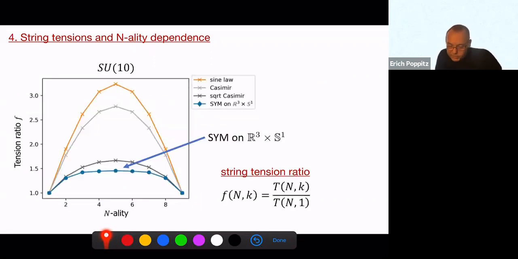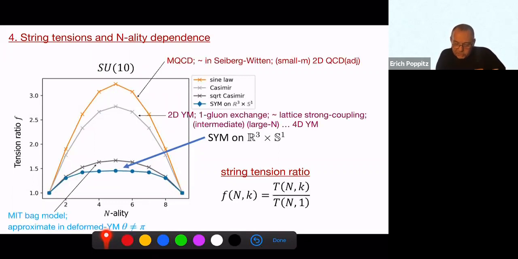So what I'm plotting here is the string tension ratio. This is a standard object that people sometimes study. It is the ratio of the k-string tension over the 1-string tension. Okay, and I'm plotting it as a function of N-ality for the largest gauge group that we did. And so what we find is the lowest curve. As you see, for strings confining fundamental quarks, the tension is lower, then there's a slight increase and it's approximately flat. And I have plotted other scaling laws. This ratio is known as the string tension scaling law. And this is lower than any of them.